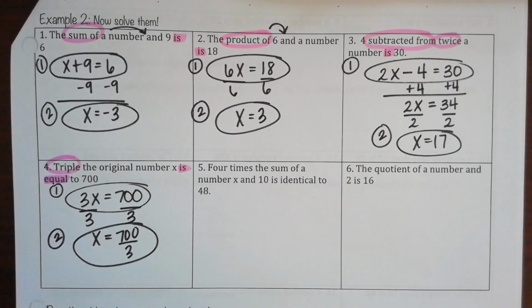Looking at number 5. 4 times the sum of a number x and 10 is identical to 48. So what do I need to do here?